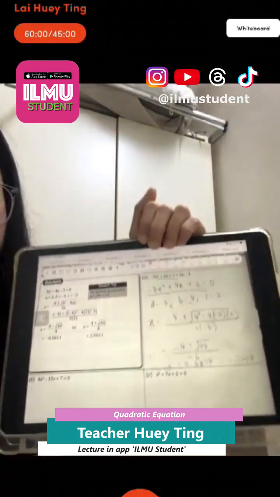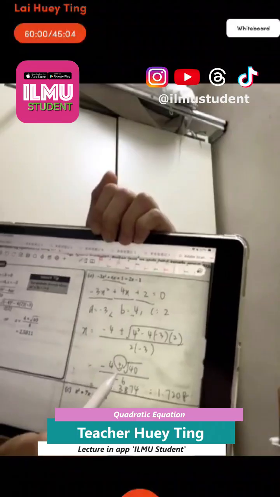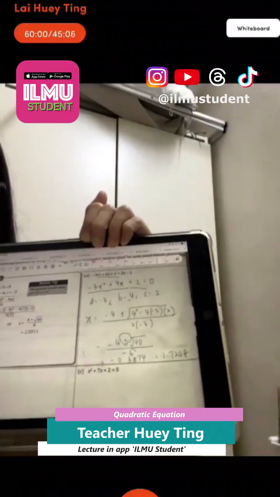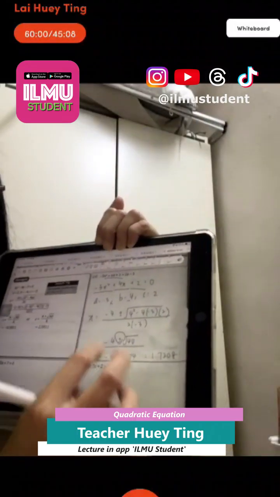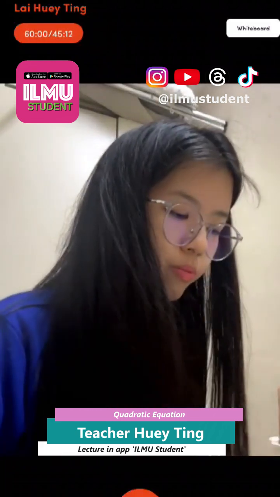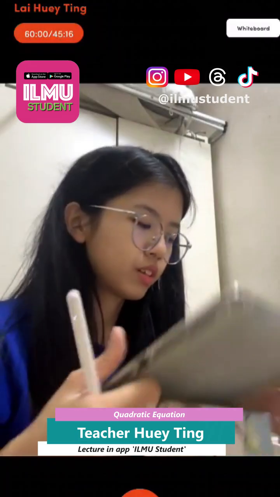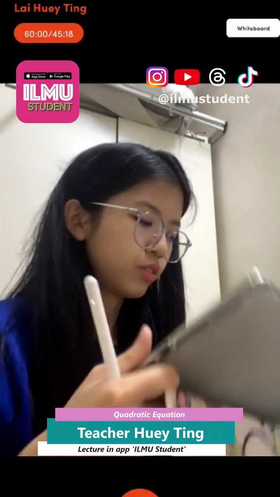Why do we have two answers? Because you can see that here there is a plus minus sign, right? So there will be two answers for this section. And then we just try another question for the B. Okay, so for B, we're also using the similar method.